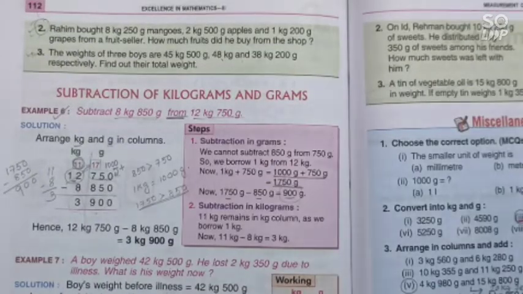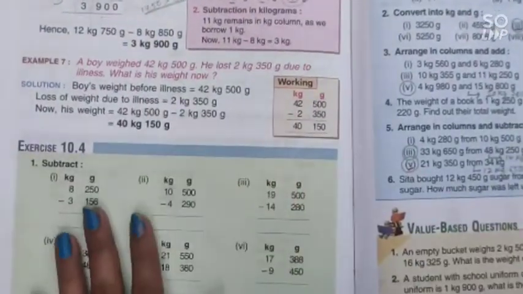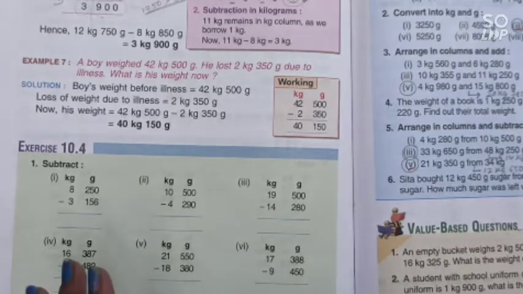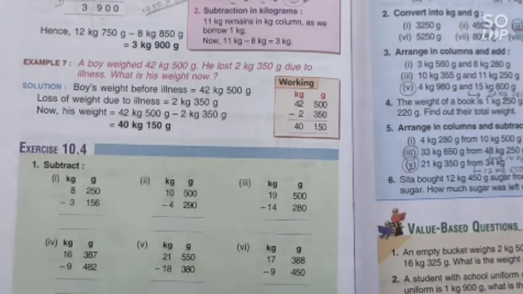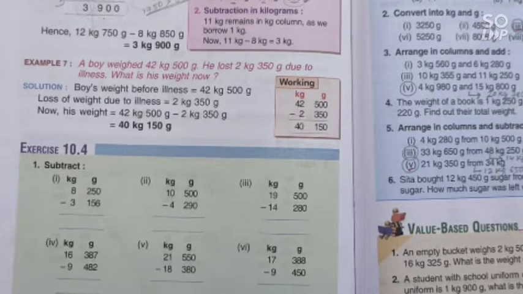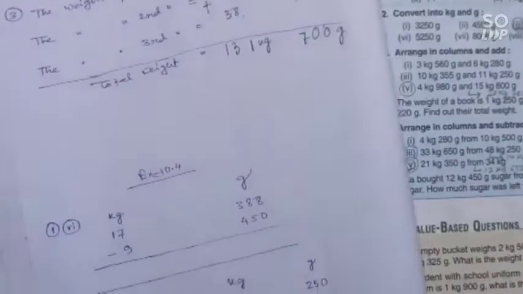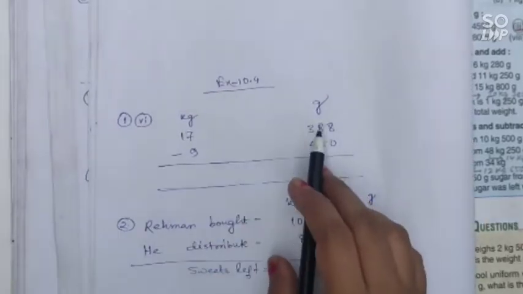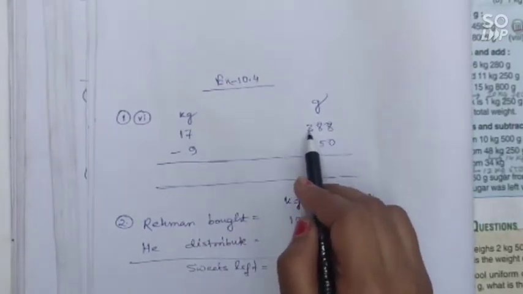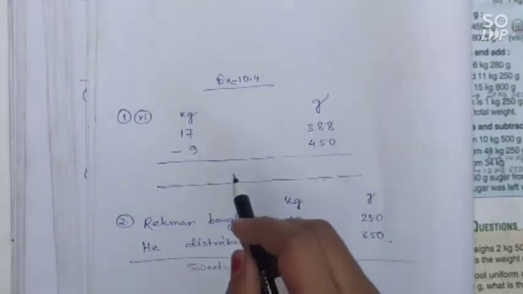Next, we will solve the questions from exercise 10.4. Here some subtractions are given, and in your previous class you have learned properly how you can subtract kg and gram. So from this question I will just solve one question, that is question number 16. 17 kg 388 gram minus 9 kg 450 gram.